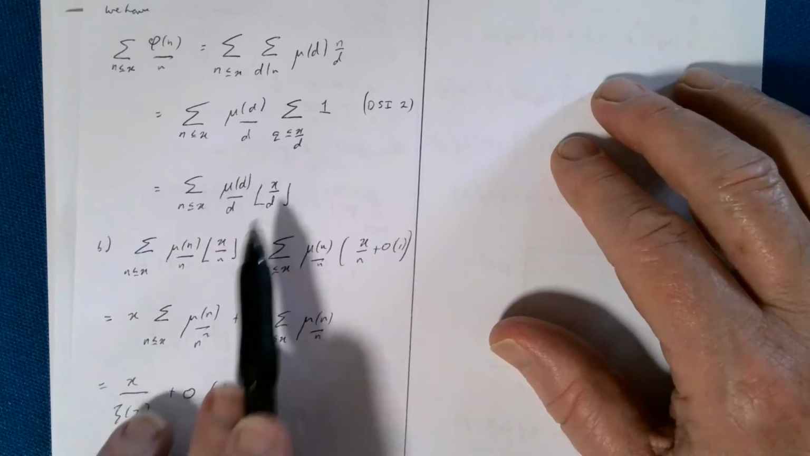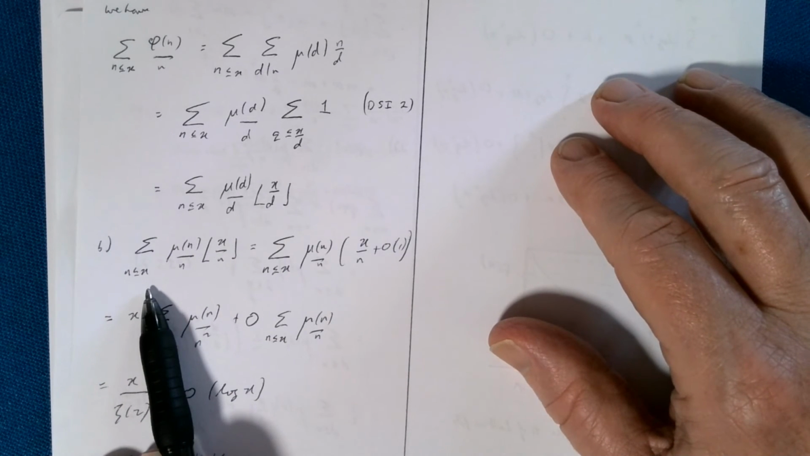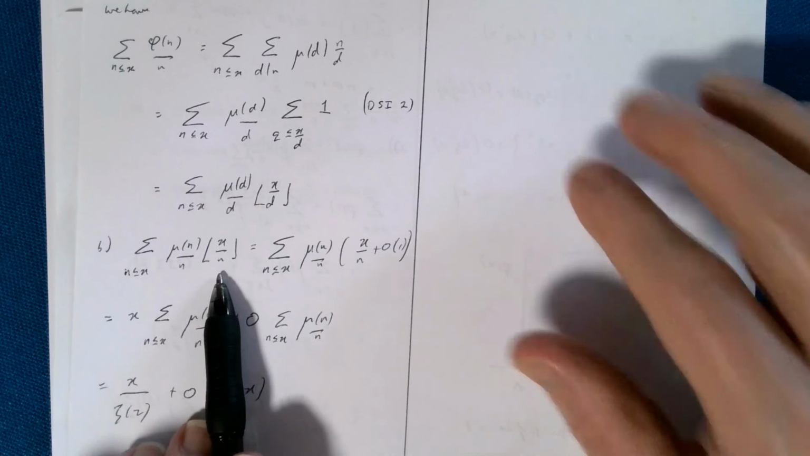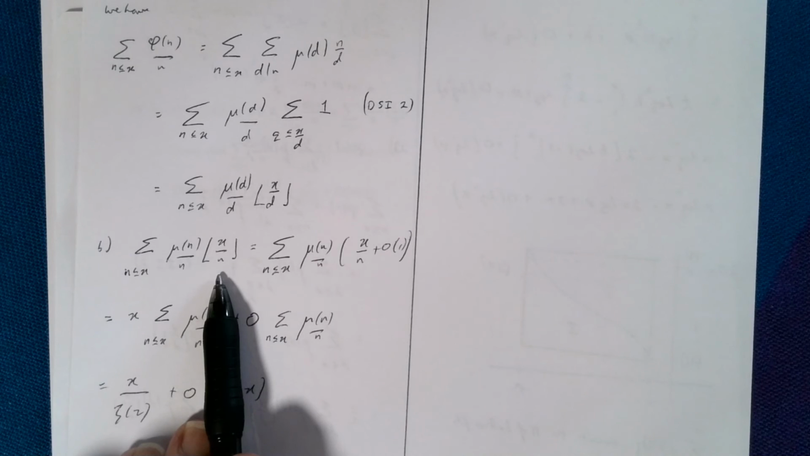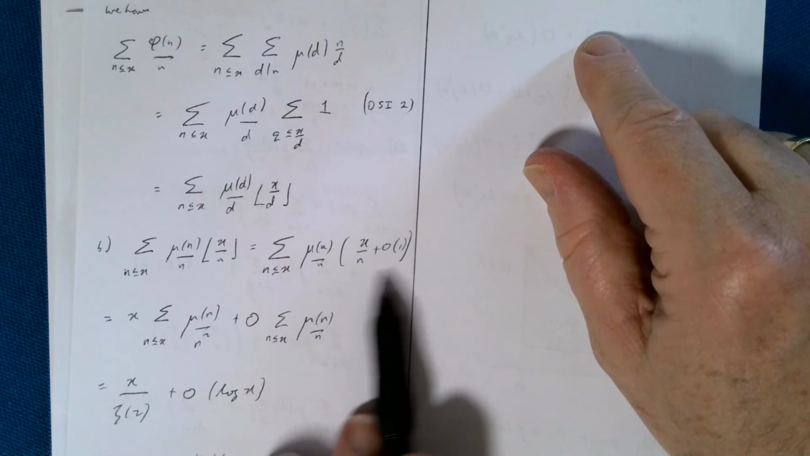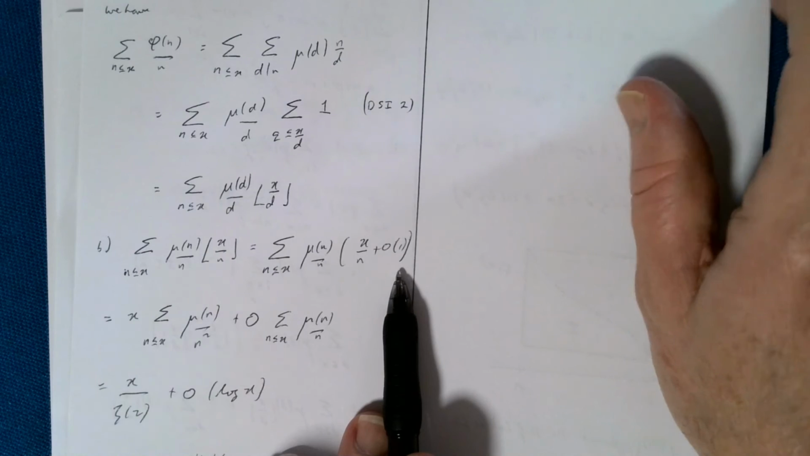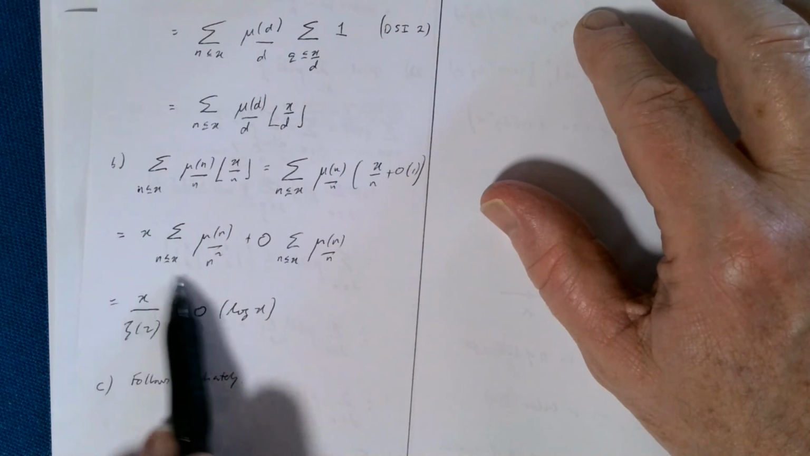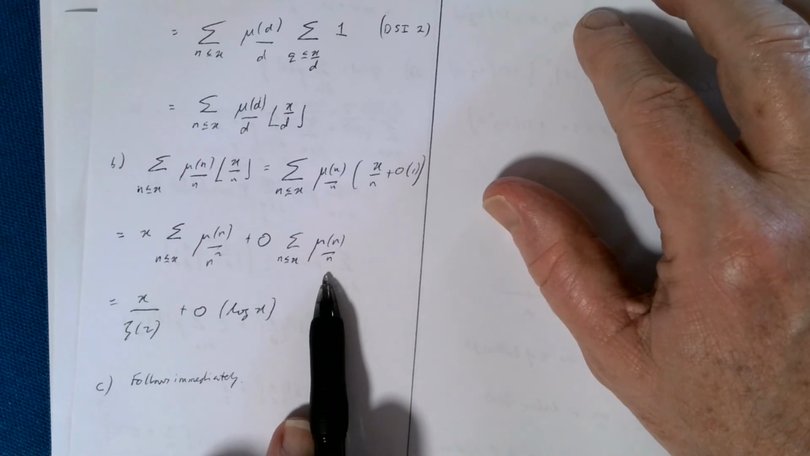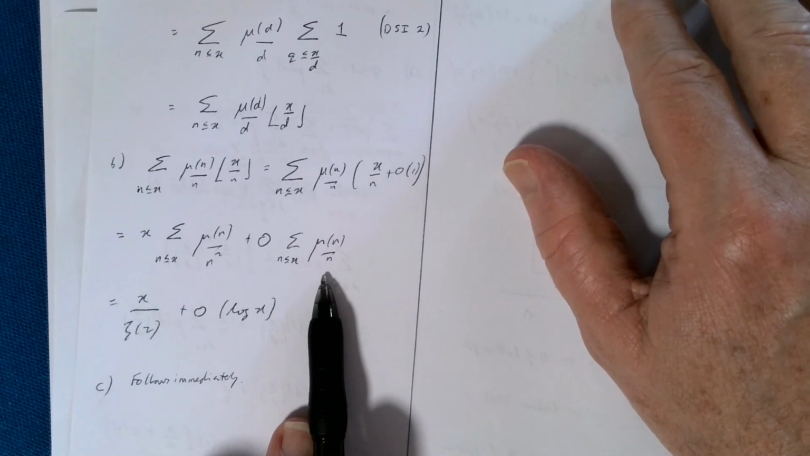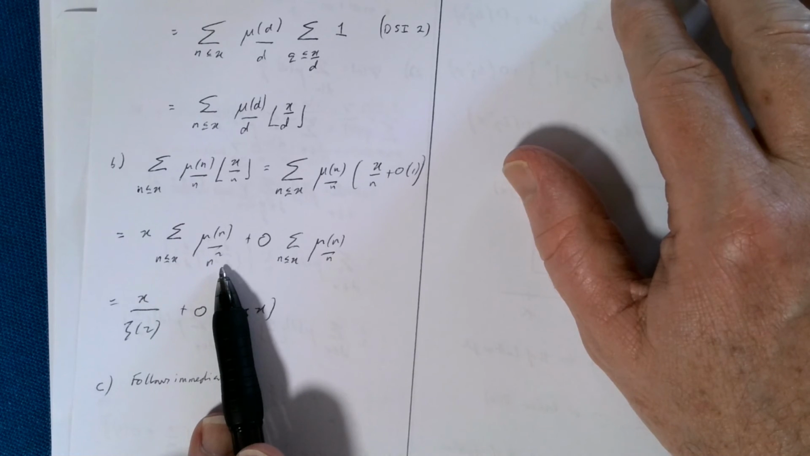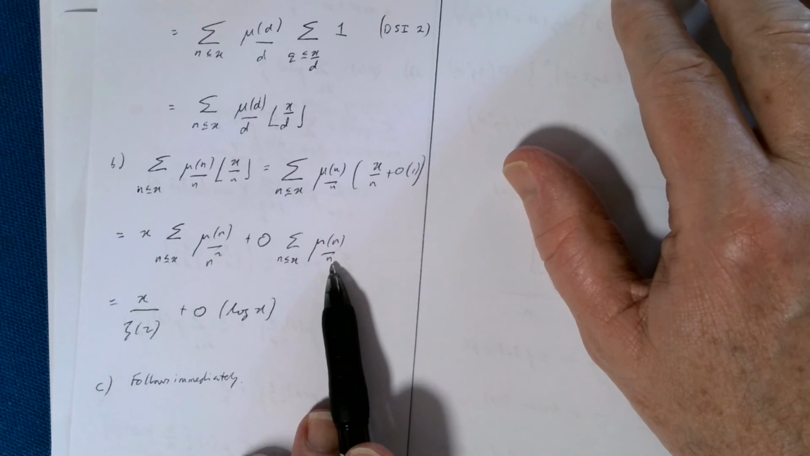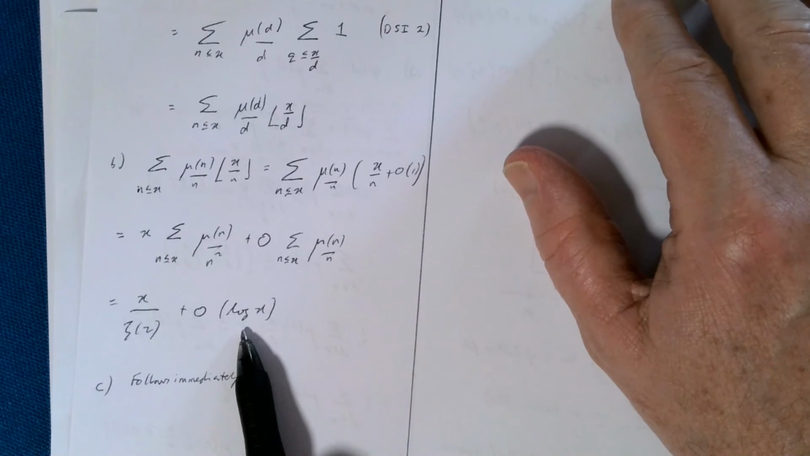So this sum, just replacing d with n here, we get the sum over n less or equal to x of mu n on n times the floor of x over n. I can write this then as x over n plus big O 1. Just expanding that out gives us this expression plus big O of the sum of mu of x on n. This one here we've seen before is just 1 over zeta of 2, and this one here is just roughly the sum of 1 over n, so that's big O log x.